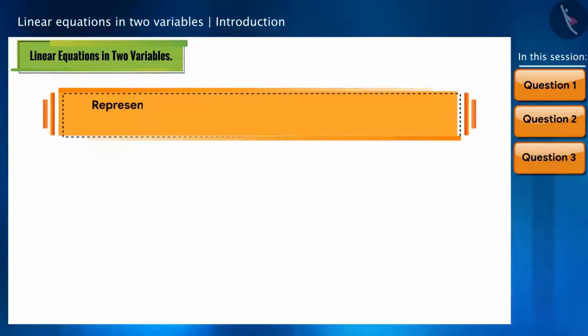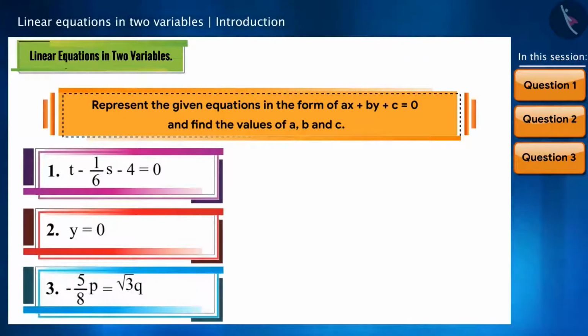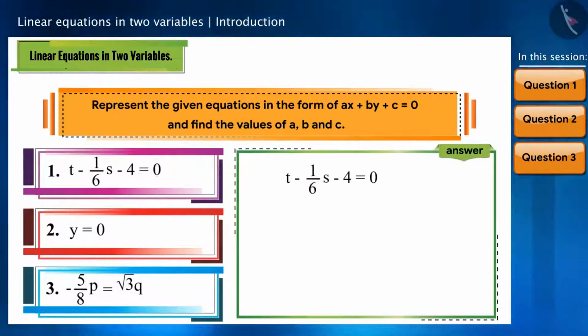Represent the given equations in the form of ax plus by plus c is equal to 0 and find the values of a, b and c. The equation in the first question is already given in the general form. Here, a is equal to 1, b is equal to minus 1 by 6 and c is equal to minus 4. Friends, do not forget to pay attention to the signs here.